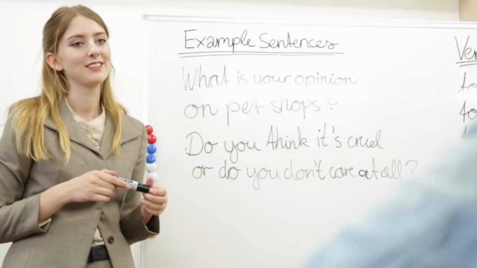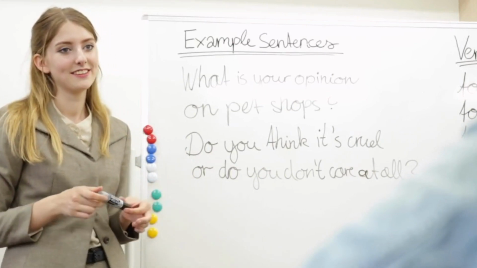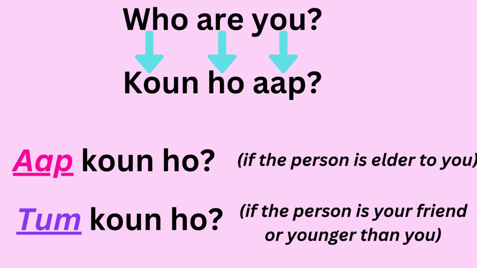Now friends, let's see a small sentence with the Hindi equivalent of the word who. Now in English, we would say, who are you? The Hindi equivalent would be, the word is kaun for who, are is ho, and you is aap. Kaun ho aap. But that is not the right way to say the sentence. The correct way to say the sentence is aap kaun ho if the person is elder to you, and tum kaun ho if the person is younger to you.